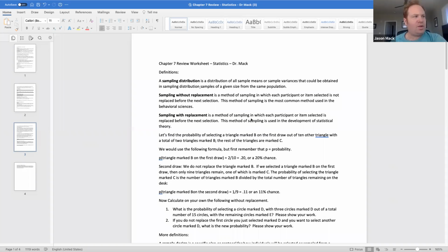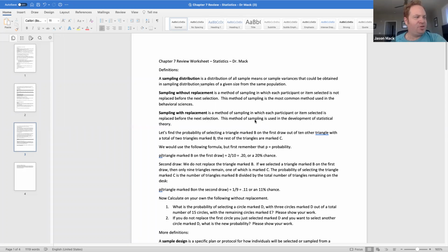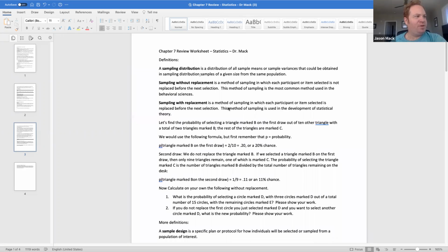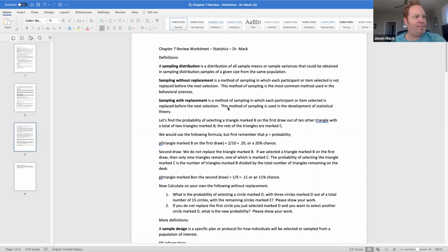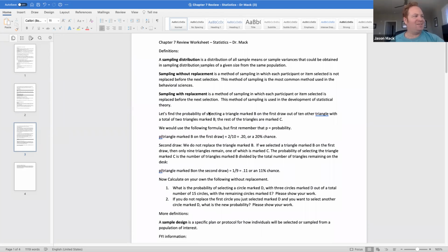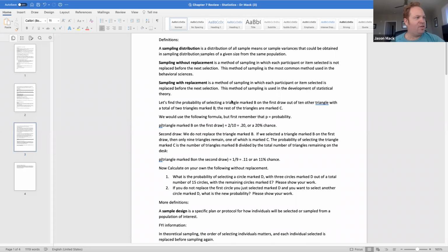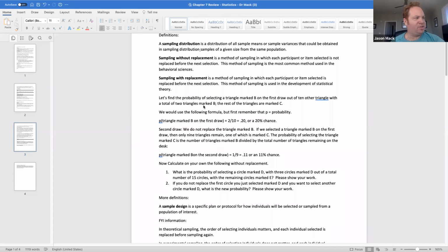All right, let's do a little bit of review of some of the stuff we've been talking about so far. A sampling distribution is a distribution of all sample means or sample variances that could be obtained in samples of a given size from the same population. Sampling without replacement is a method of sampling in which each participant or item selected is not replaced before the next selection. This method of sampling is the most common method used in the behavioral sciences. Sampling with replacement is a method of sampling in which each participant or item selected is replaced before the next selection. This method of sampling is used in the development of statistical theory.